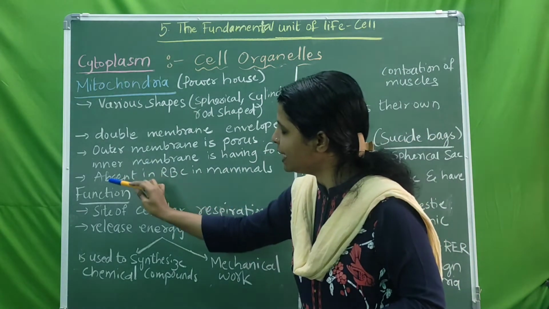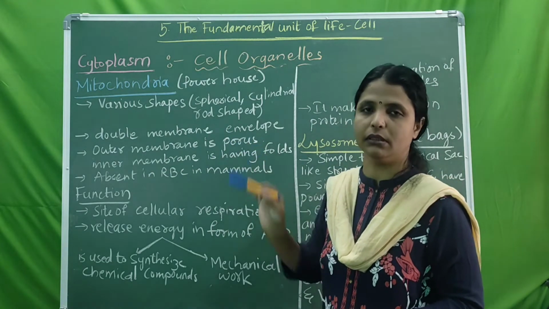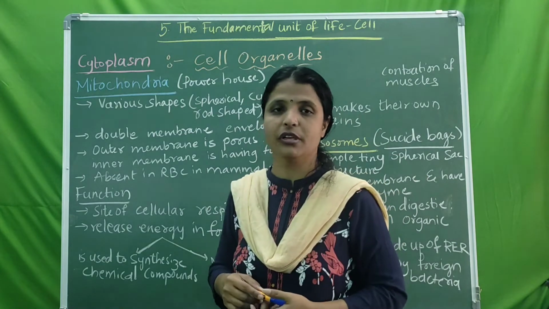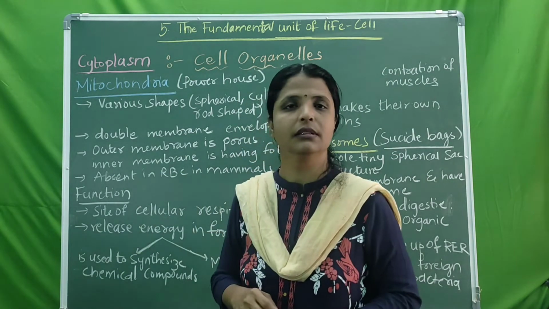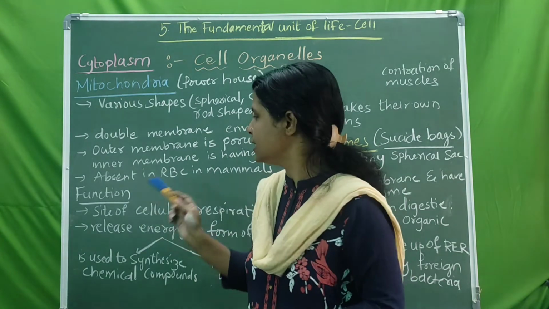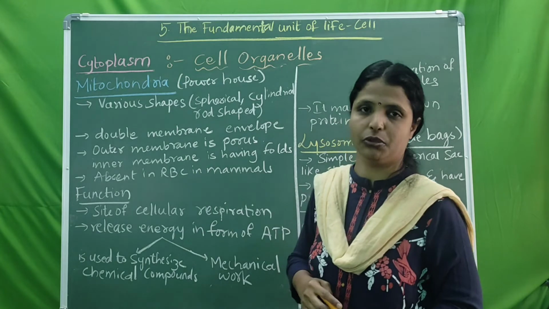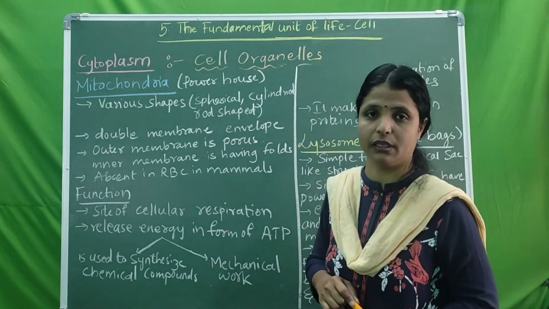And mitochondria is again absent in the RBCs in mammals, as we had seen for the endoplasmic reticulum, the organelle that is absent. We had seen that it is absent in the RBCs of mammals, so the same thing is happening with the mitochondria, okay. Let's see what the function of mitochondria is, okay.